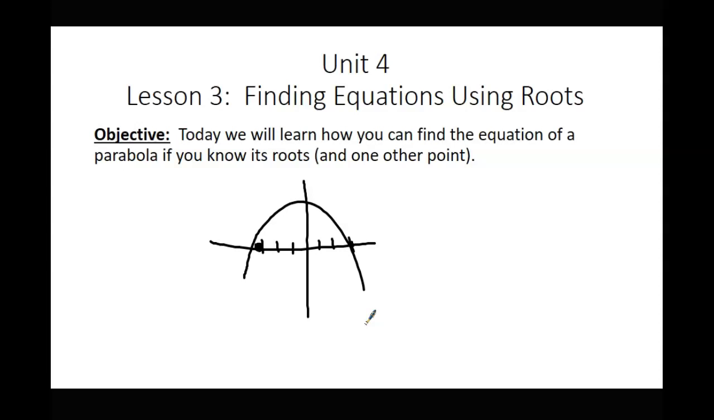Now, the trick is I actually have to give you a little bit more than that. I have to give you at least one other point. Okay? But that's what we're doing today: we're going to find the equations using roots.